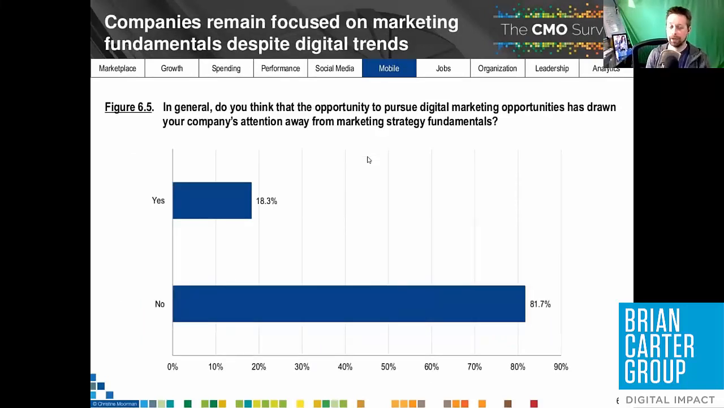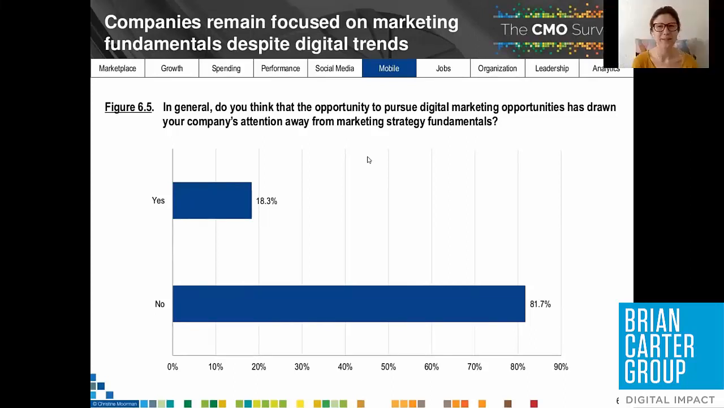Companies remain focused on marketing fundamentals despite digital trends. I really find this hard to believe. It says, do you think the opportunity to pursue digital marketing opportunities has drawn your company's attention away from marketing strategy fundamentals? Only 18% of people think that digital marketing has distracted them from marketing strategy fundamentals. I mean, there's an inherent bias in this question.